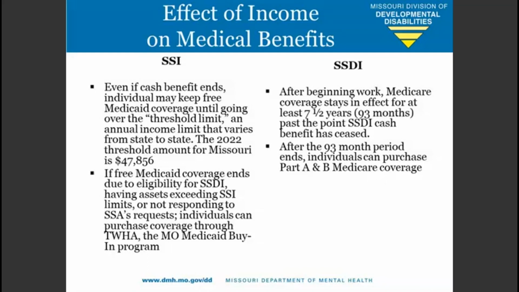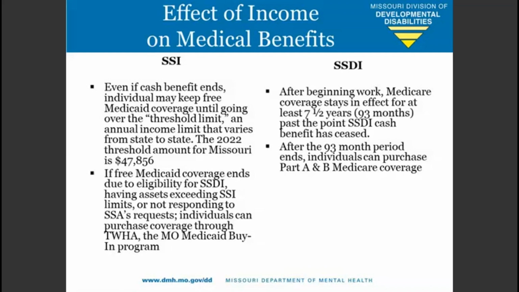So the one thing we want to make sure you understand is that at least for 93 months after someone begins working, they will be able to continue their Medicare benefits. So even if they're not getting their check because they're earning SGA, they will be able to continue the Medicare for at least 93 months. Now, keep in mind, if someone is earning under SGA, it's not even on the table that the Medicare is going to go away. As long as they're earning under SGA, they keep the Medicare.